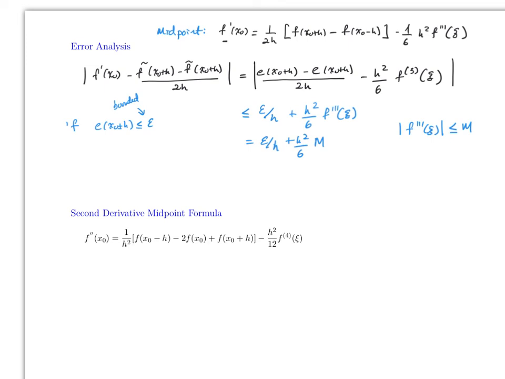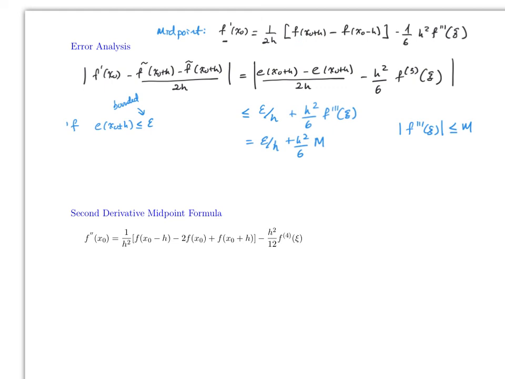Now, before we go to the last part, remember that this error bound is particular to this method only. If you use a different formula, this will be slightly different. So this is only useful or only true for this formula.